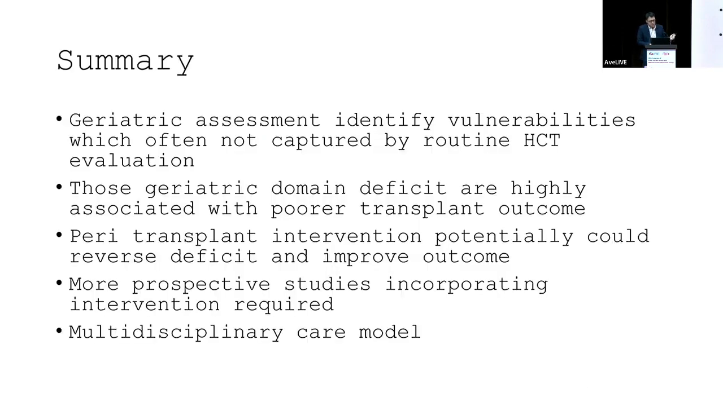In summary, geriatric assessment identifies vulnerabilities that we usually don't capture in our routine assessment. Those geriatric domain deficits are highly associated with poor transplant outcomes. Peri-transplant intervention could potentially reverse the deficits and improve the outcome, as shown by some studies. Of course, we are waiting for more prospective studies incorporating the intervention, ideally in a randomized way, to tell us what to do. And geriatric assessment is not a one-man show. We need a multidisciplinary team care model.